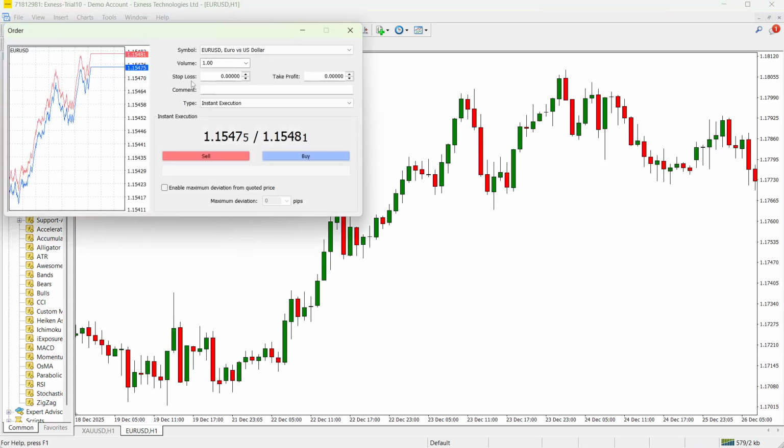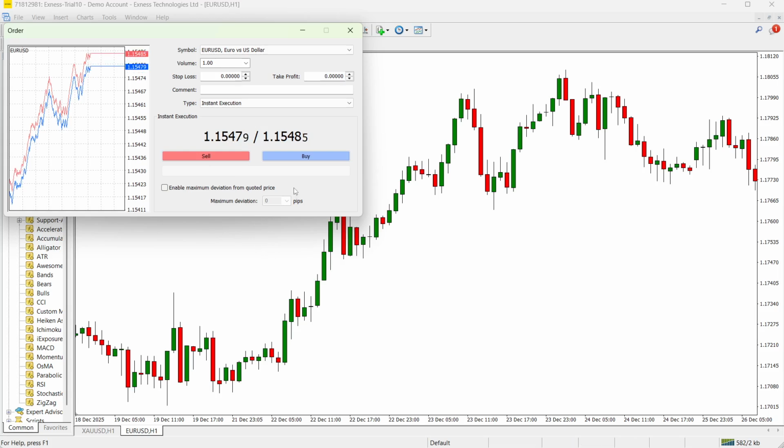A pip, or percentage in point, is the standard unit we use to measure price movements in Forex pairs. For most pairs, a pip is the fourth decimal place. For example, if our pair should move from 1.1547 to 1.1548, that's a 1 pip move.